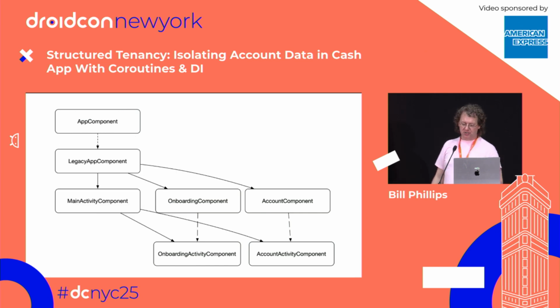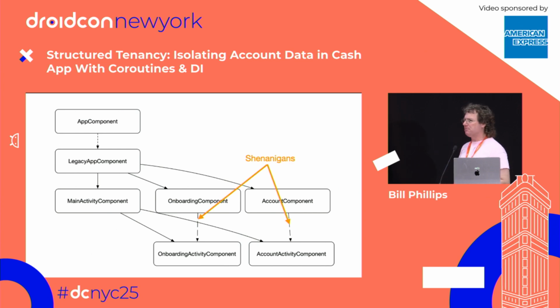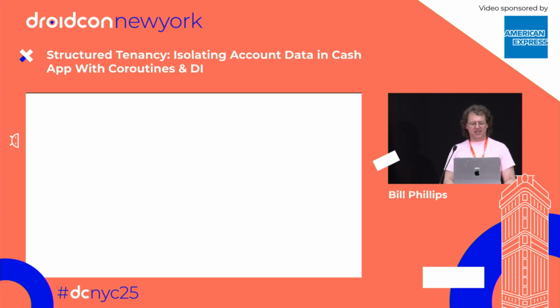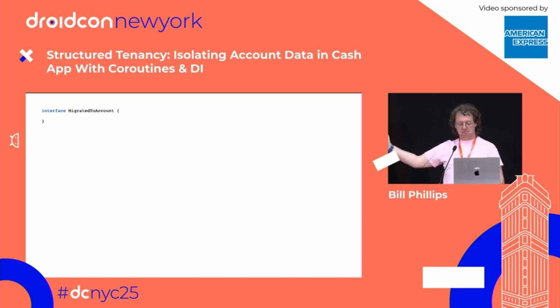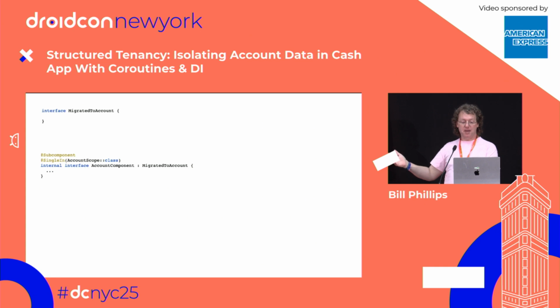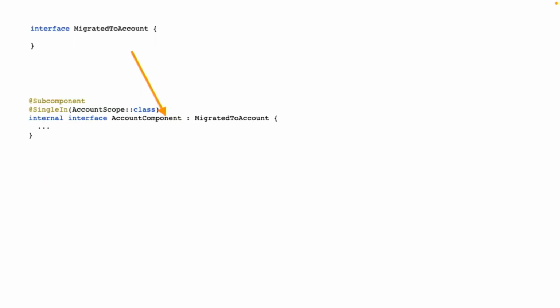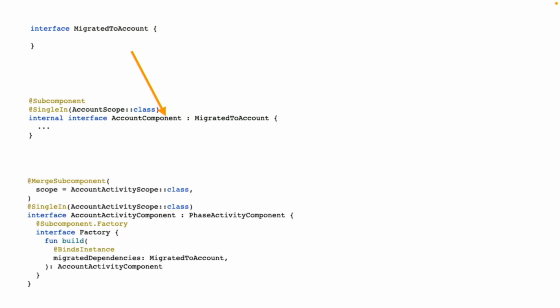One tricky part here is you'll note that account activity component and onboarding activity component have two parents. You can't really do that in Dagger. So this is some shenanigans we got up to. This is how those shenanigans work. For account, for example, we had this interface, migrated to account, that was implemented by account component. So anything in migrated to account shows up in account component. And then account component is passed into account activity component in its builder. And then we have this other module that gets plugged into the account activity component called migrated to account module.